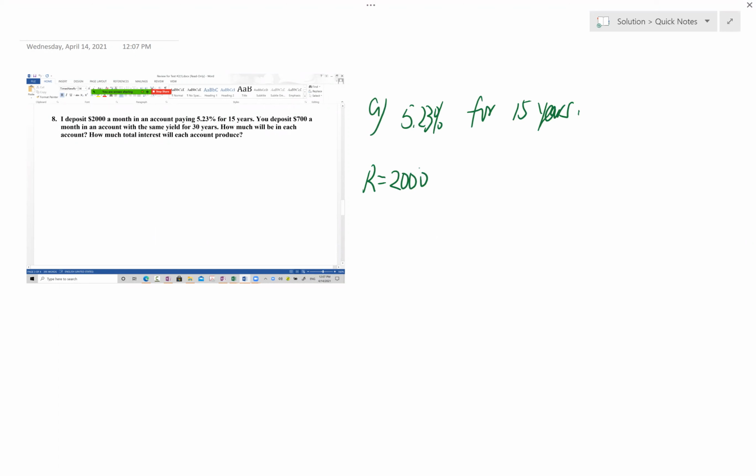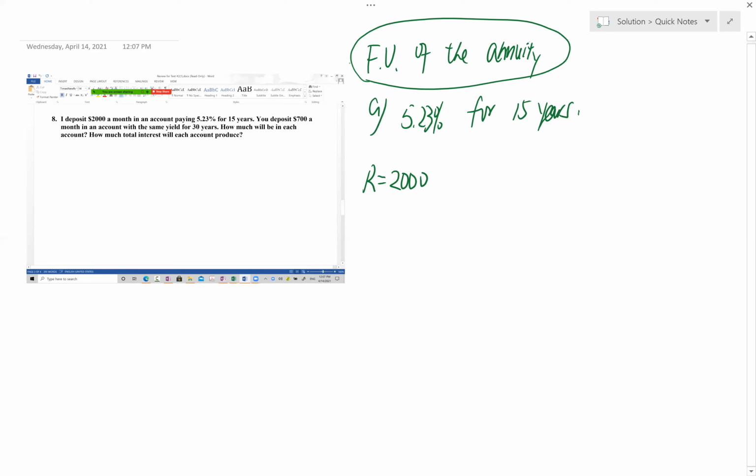So we're talking about the future value of an annuity, because you receive this retirement distribution in the future. The value of a retirement account is a form of future value of an annuity. So the regular payment is $2,000. The rate is 5.23%, the same for both investments, so 0.0523. Time T is 15 years. The number of compounding periods is 12 because you deposit on a monthly basis.